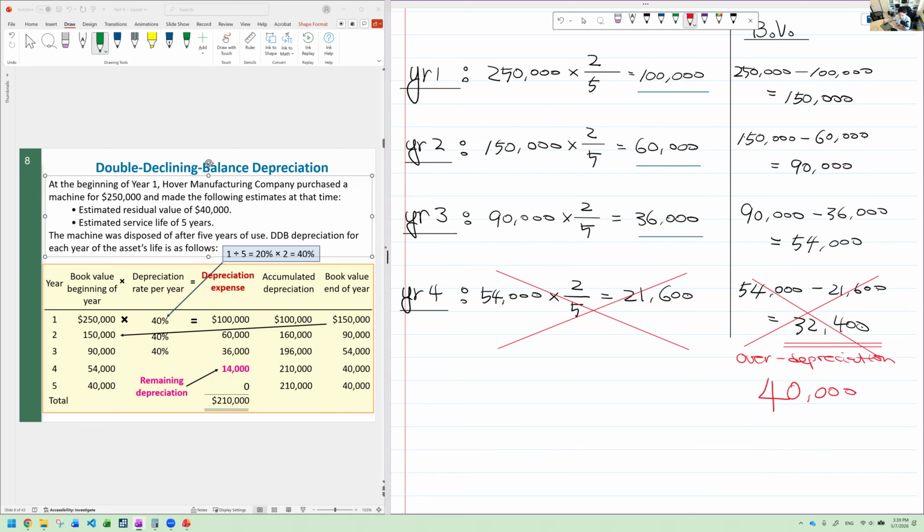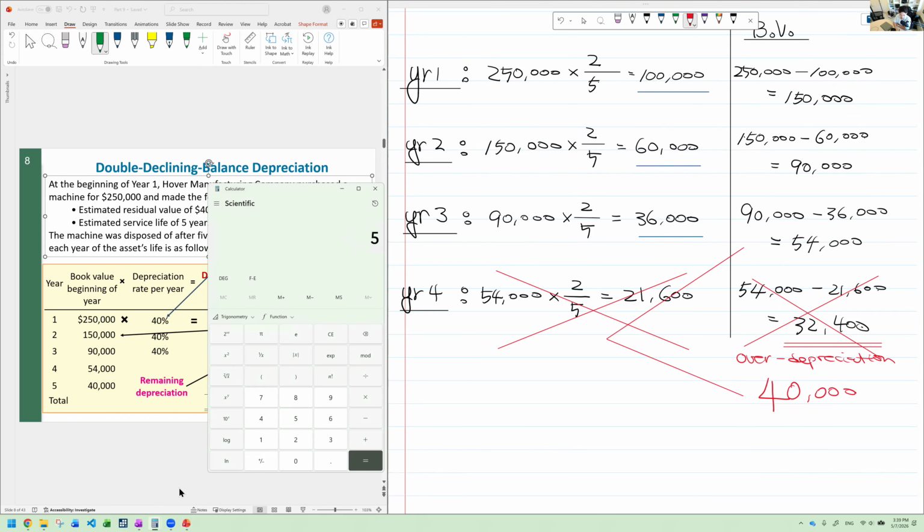Okay, then the amount of depreciation expense that you are going to record is going to be the difference between last year's book value and this year's residual value. Okay, so if I take the difference, $54,000 minus $40,000, we get $14,000. In other words, $14,000 is the amount of depreciation expense that you record in year 4.